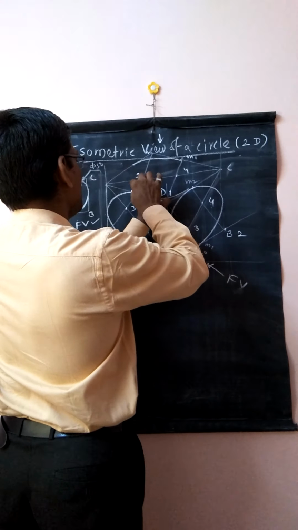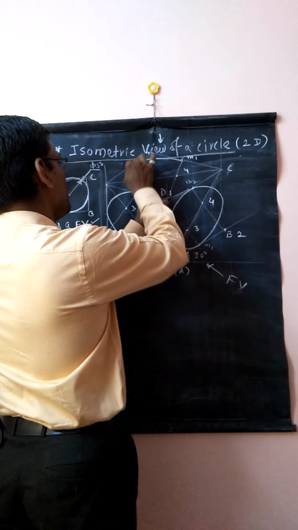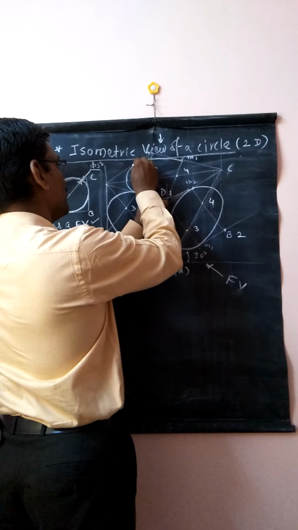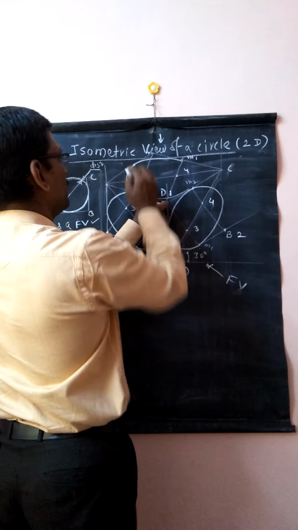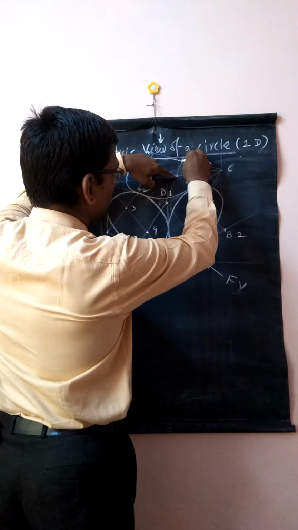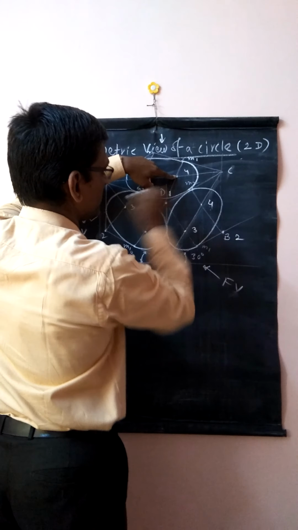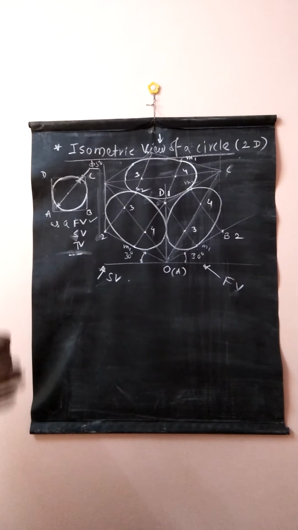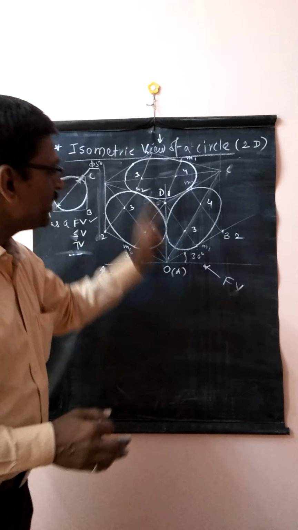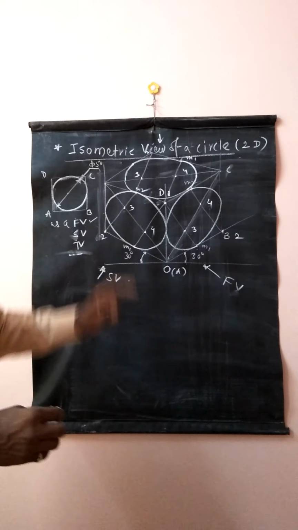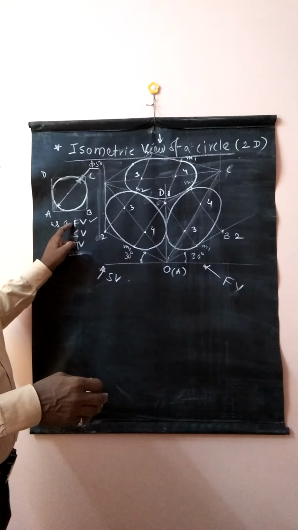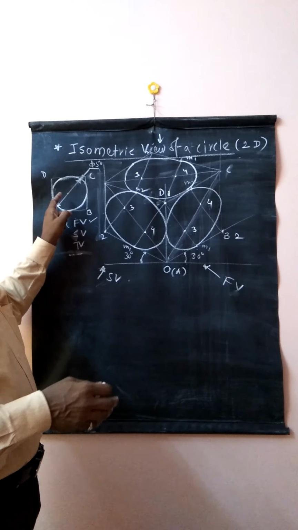3M2 will be the center, 3M2 will be the radius. Complete this like this. Then 4M1 will be the center. So in this way, we are going to complete the isometric view of a circle as if it is looking from front view, side view, and top view as a circle.